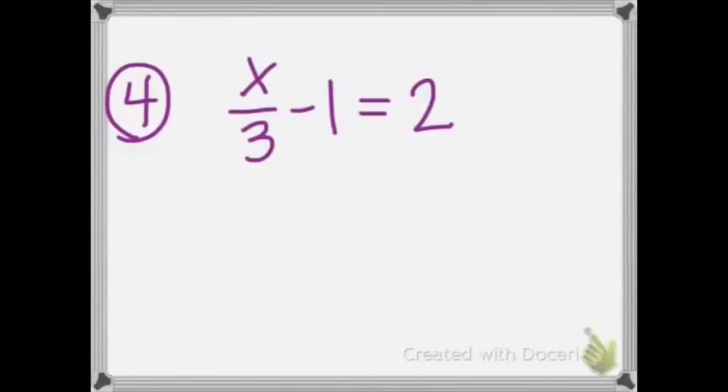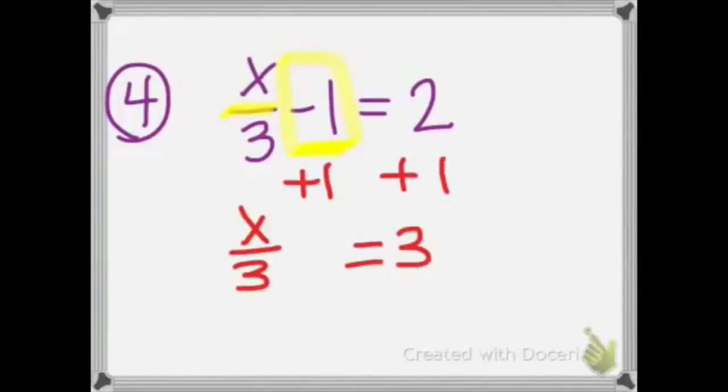Example 4. It says x divided by 3 minus 1 equals 2. This is a little fraction, so we will not start by dividing. We will start by adding or subtracting the term without the variable, which is this. So the opposite of minus 1 is plus 1. So let's bring down x divided by 3 plus 0 equals 3.